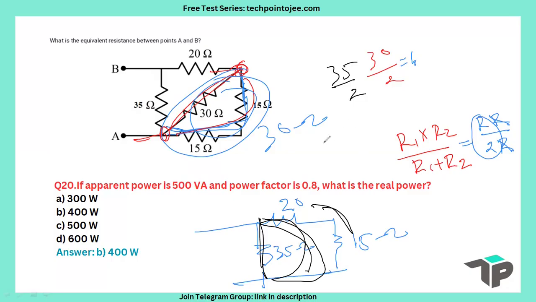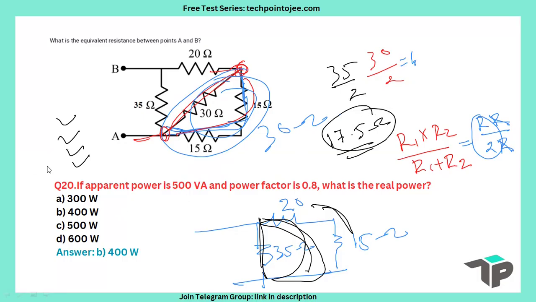35 by 2 is 17.5 ohm, the correct answer. So I forgot to mention the option. So 17.5 ohm is the correct answer.